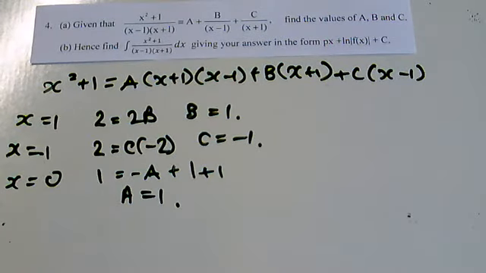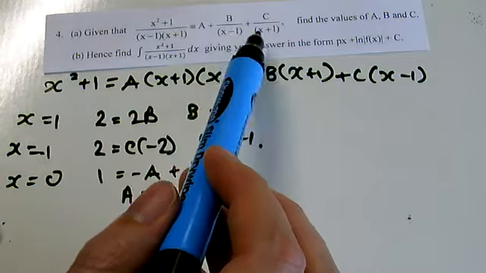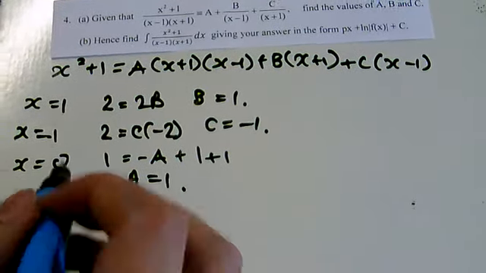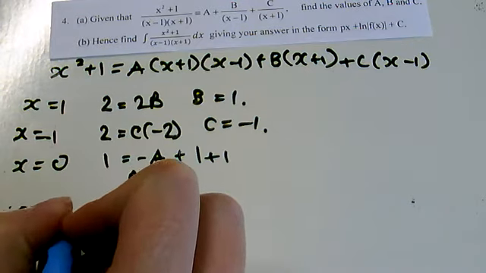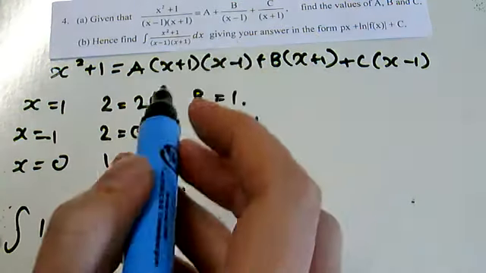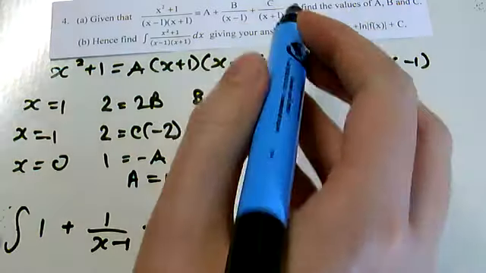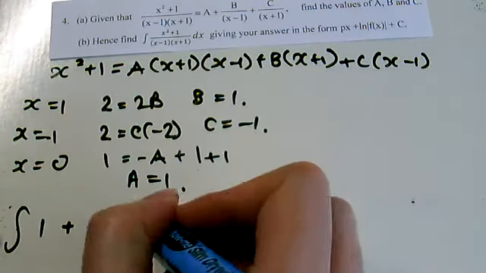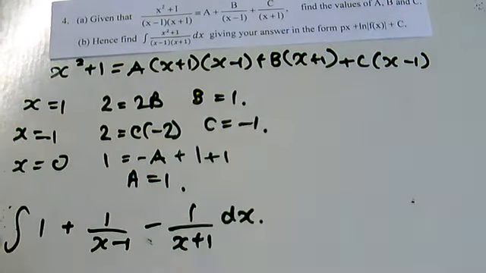Okay, so that's part A done, and we want to do part B now and do some integrating. You'll notice that this is exactly what we've just split up, so we're going to use our answer to part A. So if I just write that out instead, so we've got the integral of a, which was 1, plus b over x minus 1, so that's 1 over x minus 1, plus c, that's minus 1 over x plus 1, and that's what we're integrating.